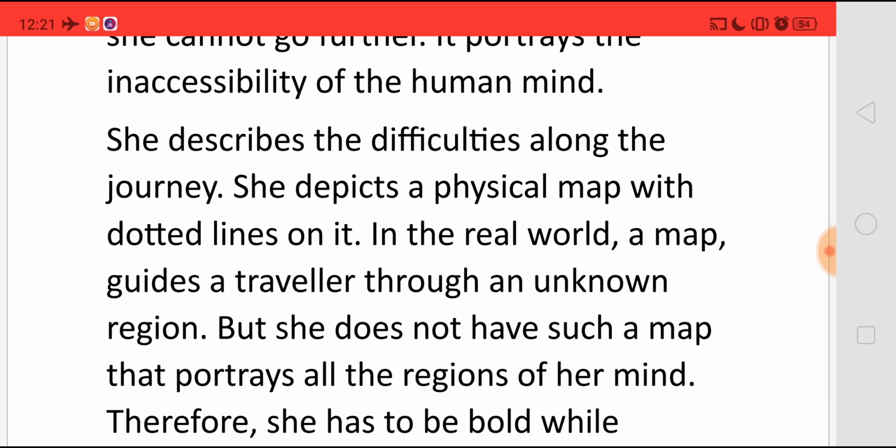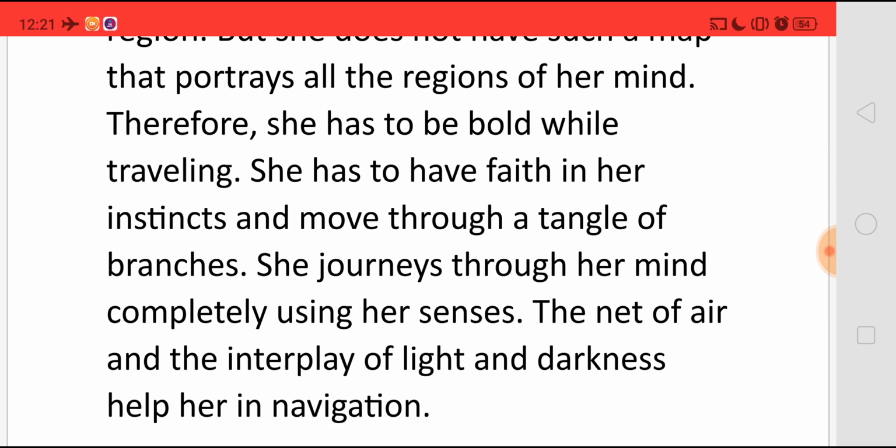She says that a physical map with dotted lines on it will reveal the real world, and this map will guide a traveler through an unknown region. But for her mind, she does not have such a map, and therefore, she has to be very bold while traveling. She also has faith in her instincts, and using this instinct, she moves through a tangle of branches and journeys through her mind completely using only her senses.